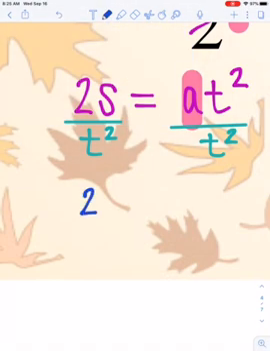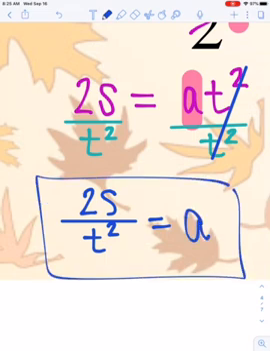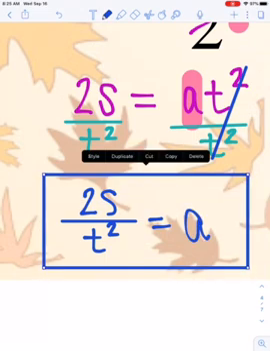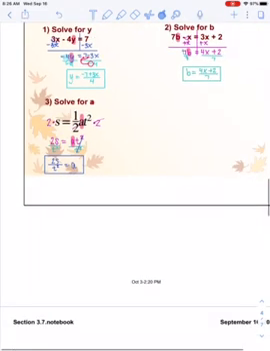There isn't anything I can do to simplify it on the left, so it's just going to be 2s divided by t squared equals. On the right, the t squareds cancel, and you're just left with a, which is all I needed. And then you're done. You don't have any negatives or fractions on the bottom, so that's it.